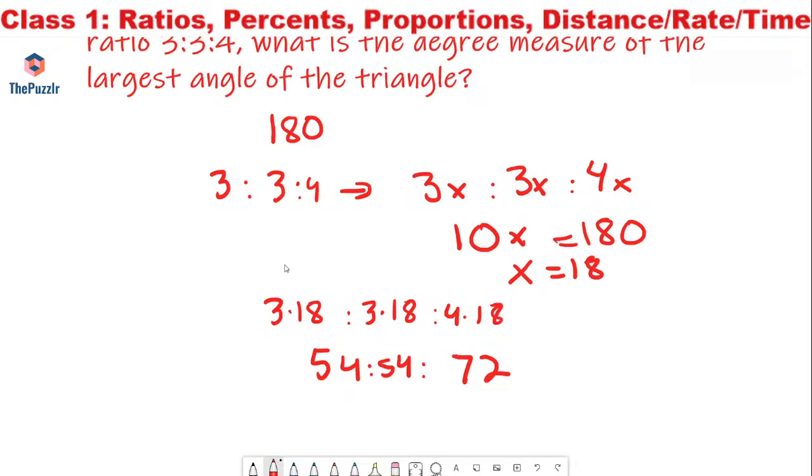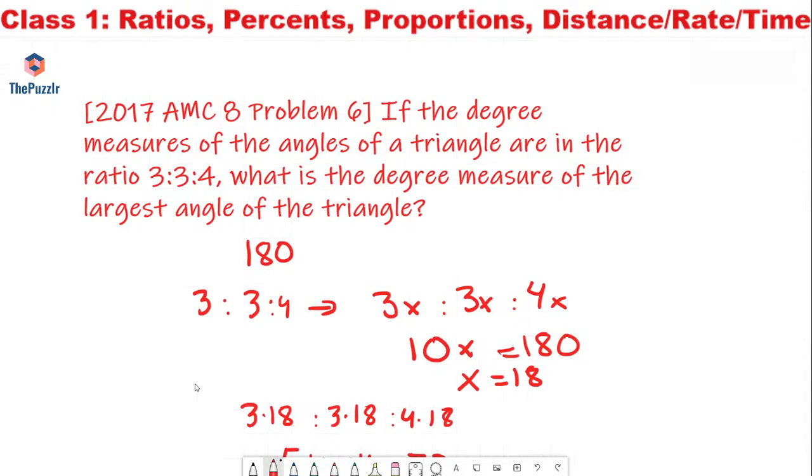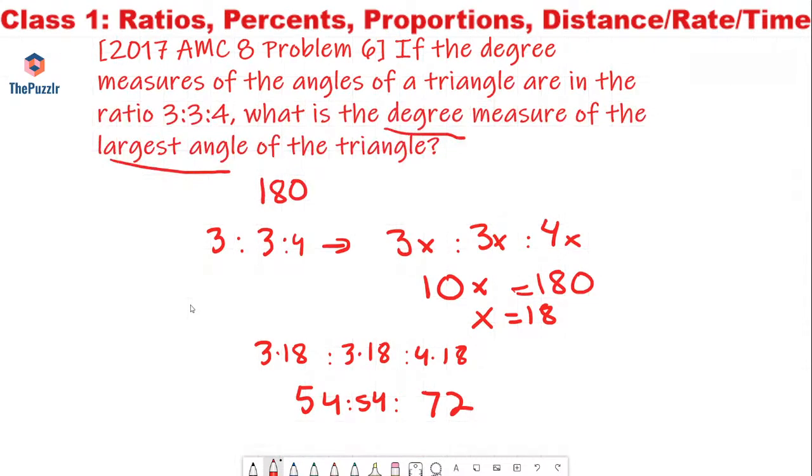Just quickly checking our angles: 54 plus 54 gives us 108, and 108 plus 72 gives us 180. So we're extra sure that we're correct. Our three angles are 54, 54, and 72. Now we reread the problem. It's asking us for the degree measure of the largest angle. The largest angle is 72 degrees. So our answer for this problem is 72 degrees.